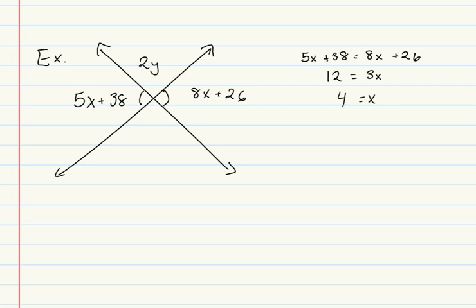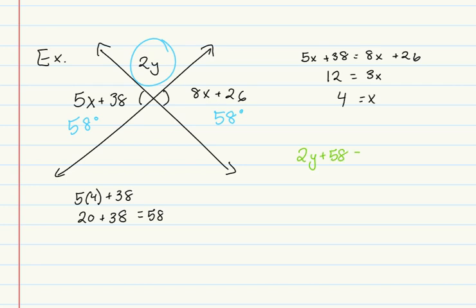So I then substitute that back into one of them, I don't need to do both, and I get 20 plus 38 equals 58 degrees. So this angle is 58 degrees, which also makes this angle, its vertical angle, 58 degrees. And then if I were to solve for y, I know now that 2y plus 58, those two are a linear pair, so those have to equal 180.